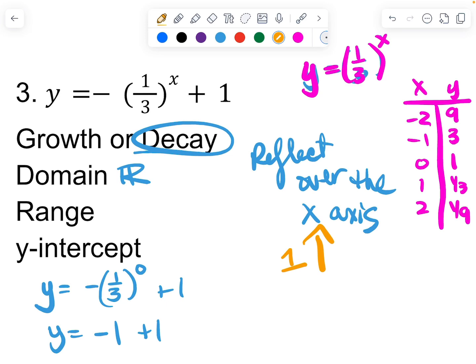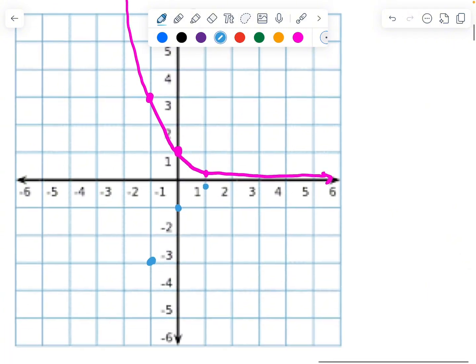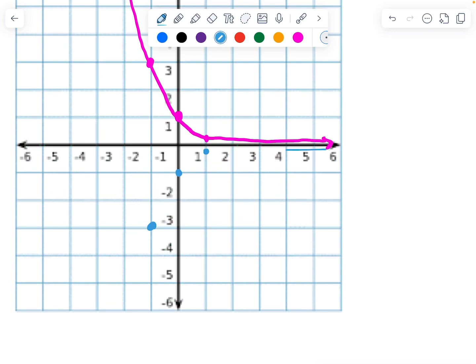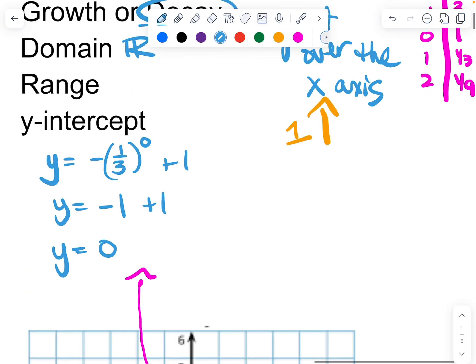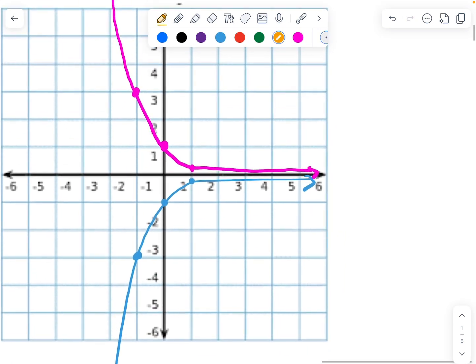Okay, so I'm going to do the reflection first. So if I did the reflection, I would have this, I would have this, and this. So it would look like this. So that would be my reflection. But it says that it's going to go up 1. So from this that I have, it's going to go up 1.